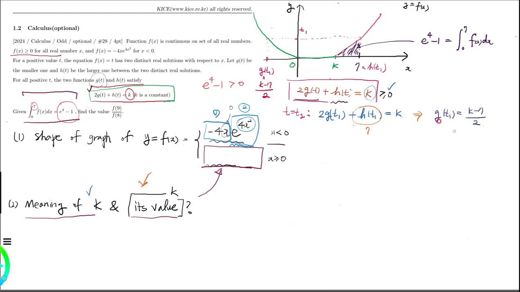To figure out the specific value of k, we are going to use the area of this part, let me say S2, and its counterpart located on the left side here, S sub 1. The relationship between S sub 1 and S sub 2 will give us a specific value of k.